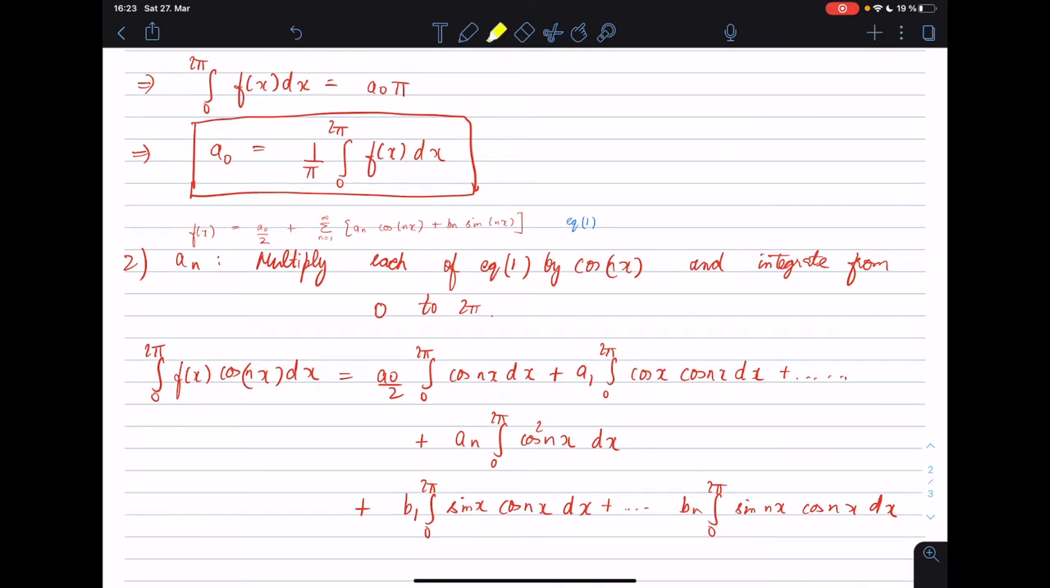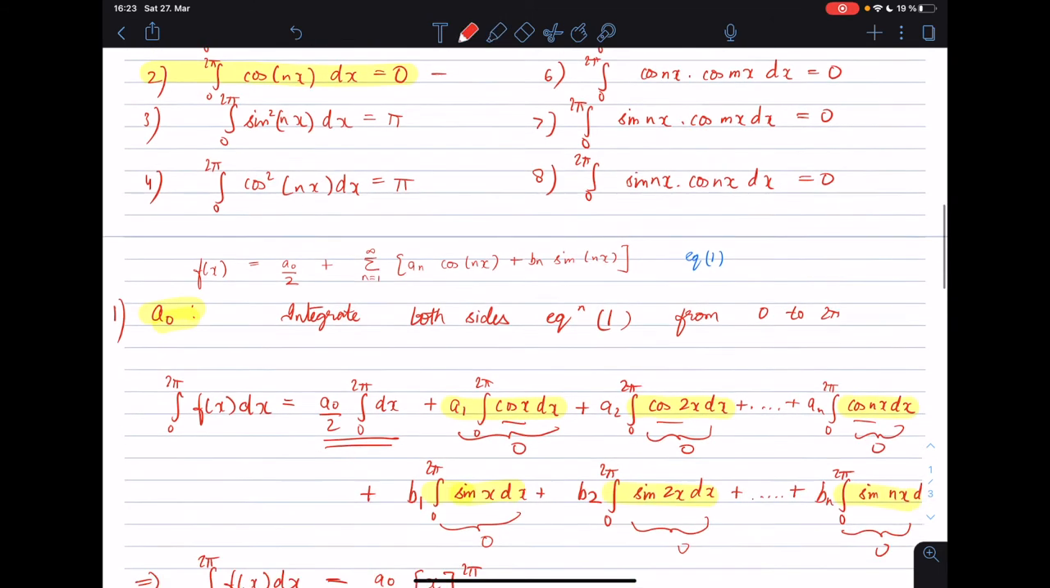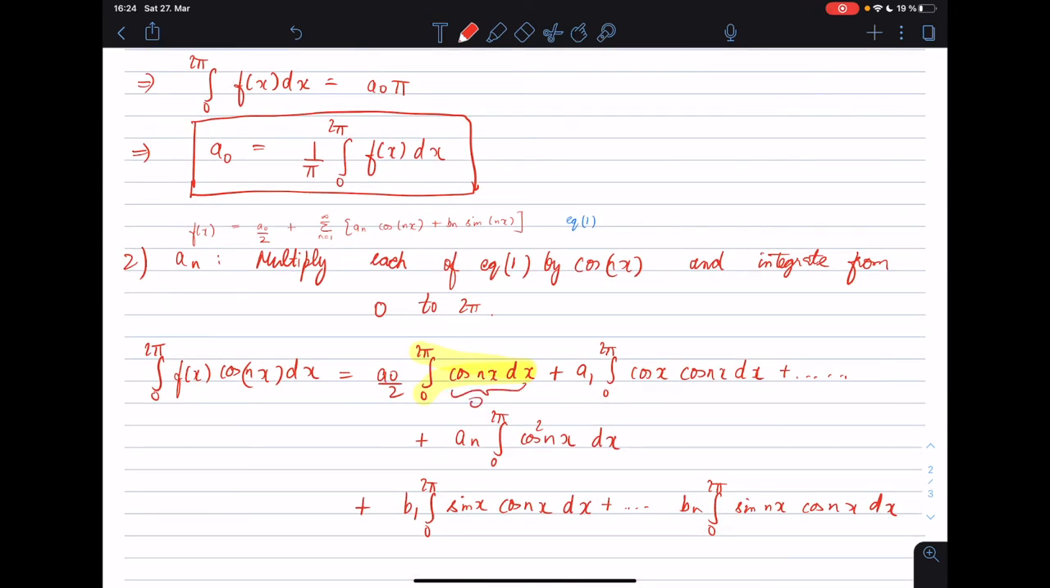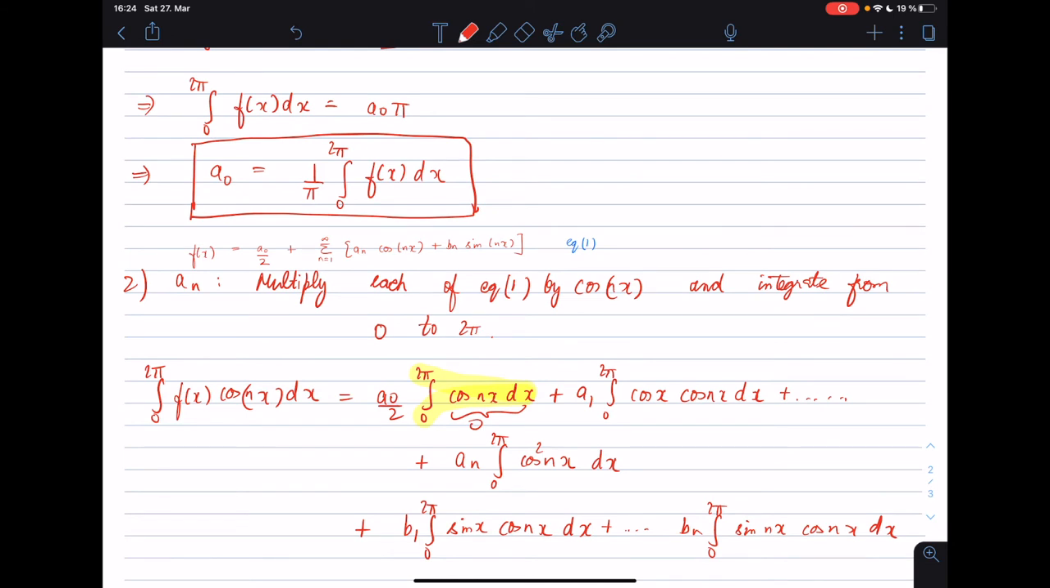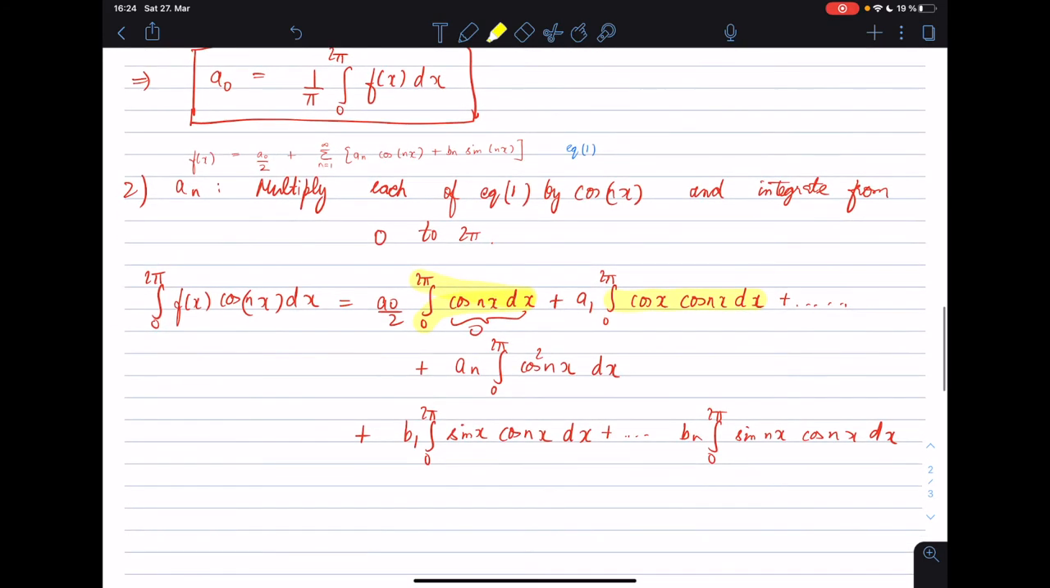So this time you will notice that the first term, that is the integral from 0 to 2 pi of cos nx, as I said earlier, based on our formula number 2 in the useful integrals, that is this one, this term comes out to be 0. So the first term is 0, and then for the next terms, you will notice that cos x multiplied by cos nx dx integral from 0 to 2 pi is actually given over here, the equation number 6 in our useful integral formulae, and this is also equal to 0. So this term also comes out to be 0, and so on.